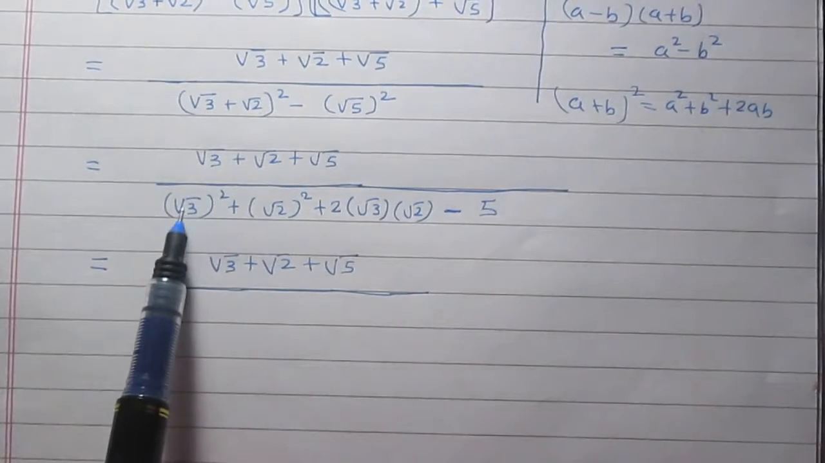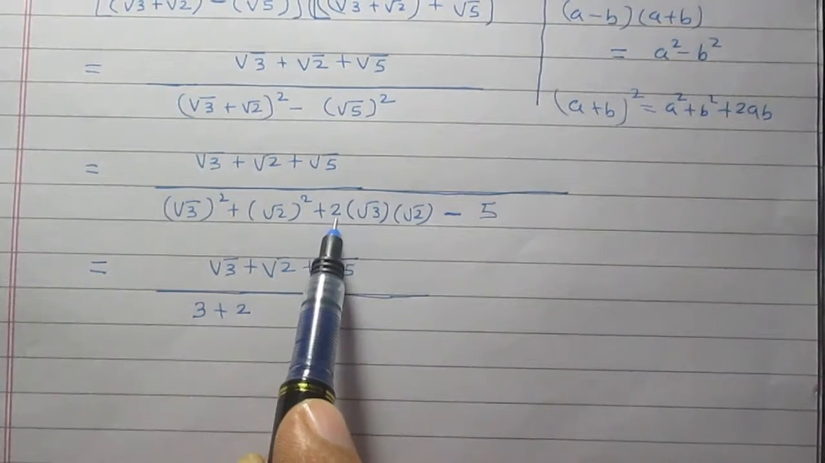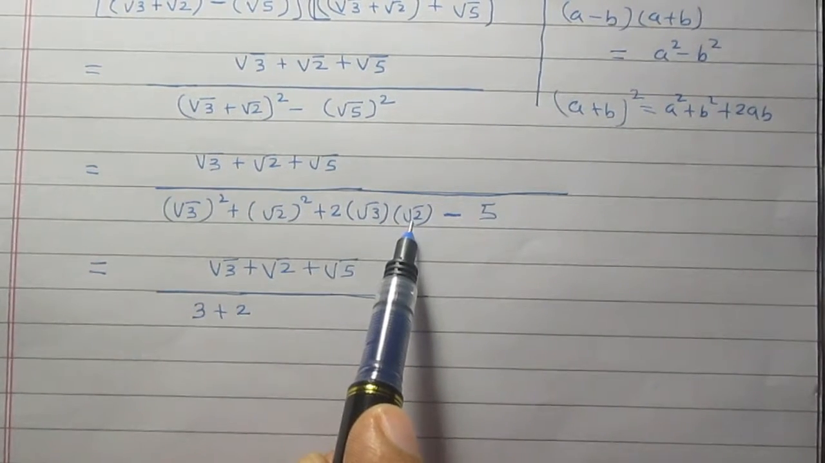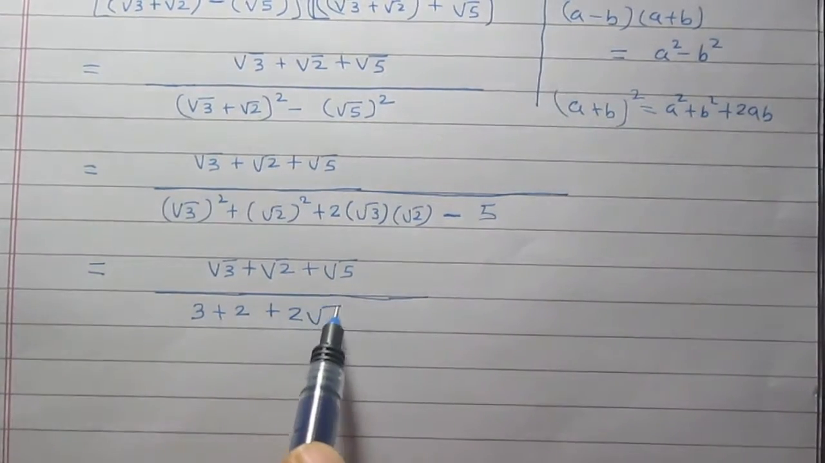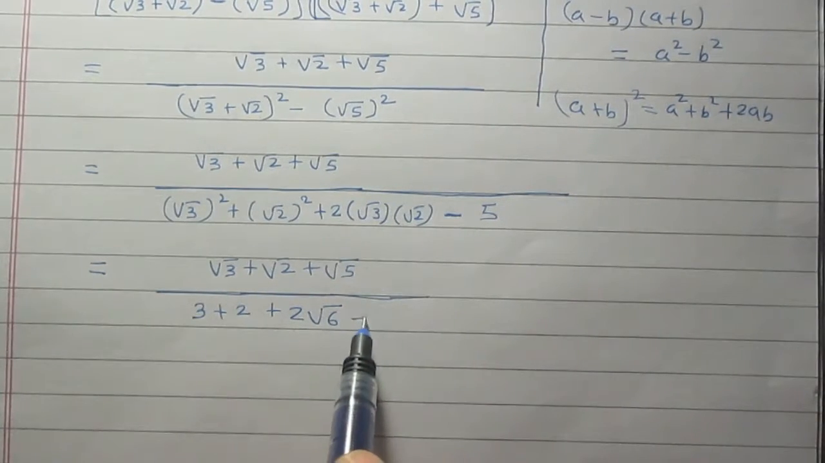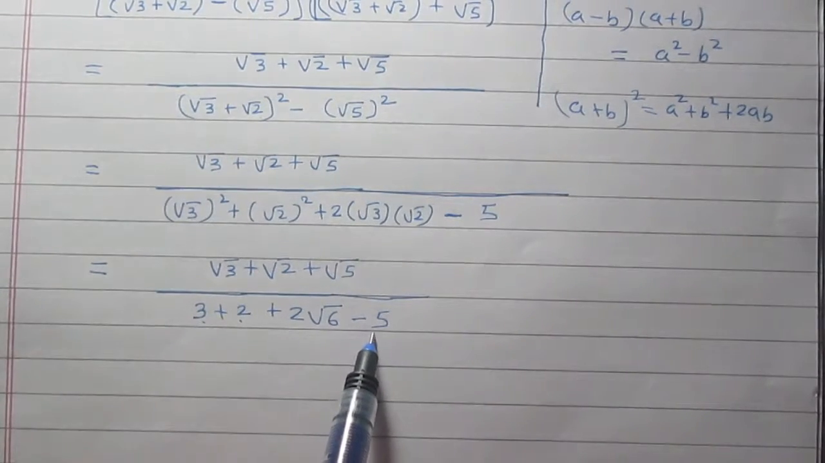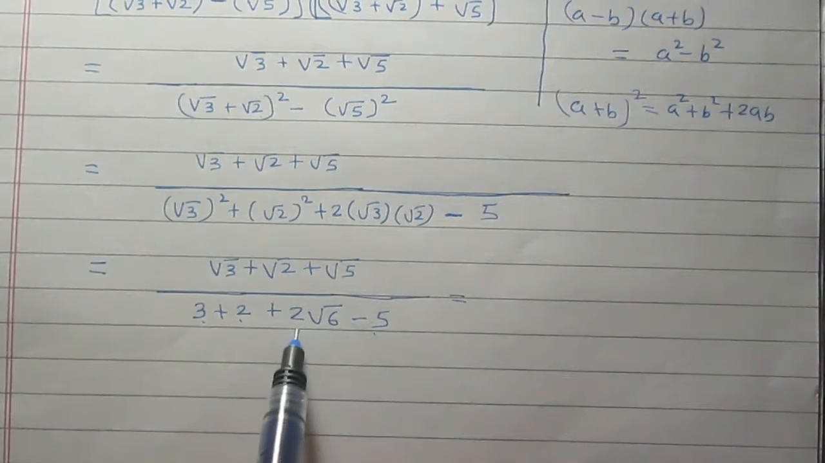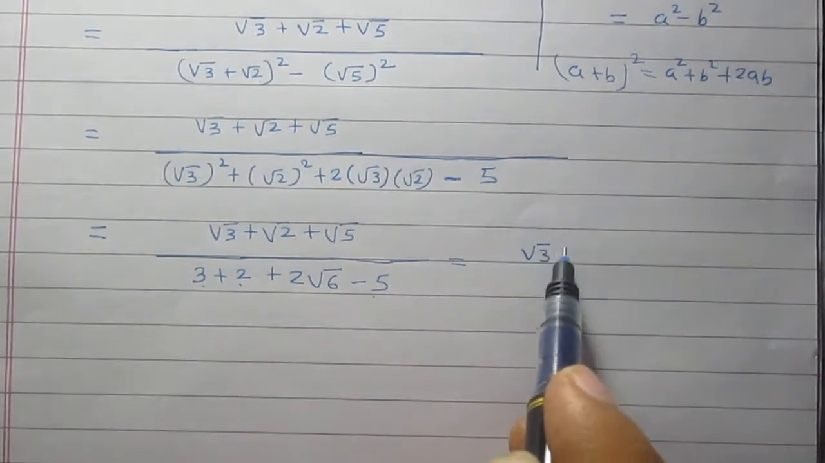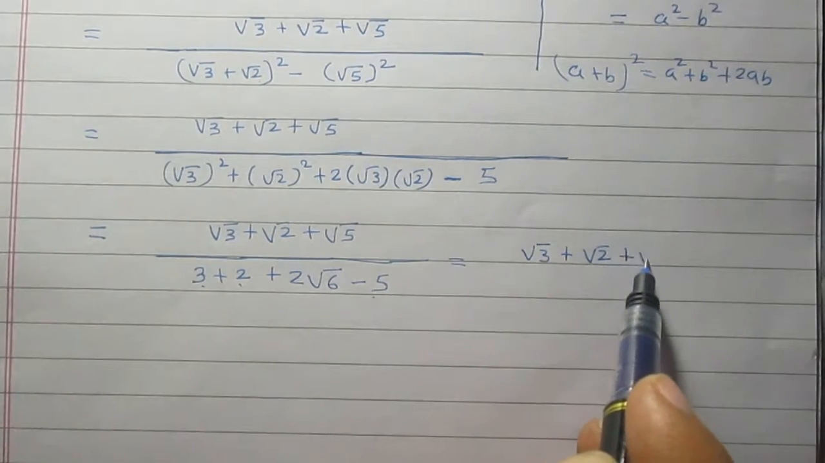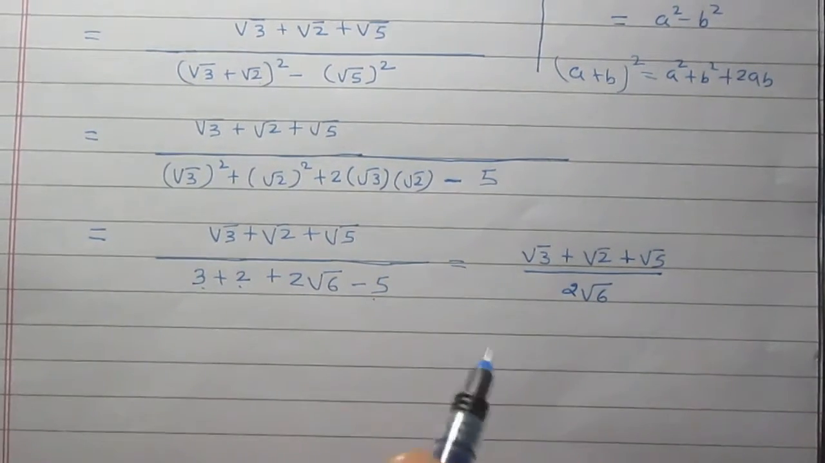In the denominator, it is square of square root 3, so 3, then twice of square root of 3 multiplied by square root of 2, so it is twice of square root 6, then minus 5. 3 plus 2 is 5 and then minus 5, the result is 0, so the remaining term is only 2 times square root of 6. So we can write this fraction as (square root of 3 plus square root of 2 plus square root of 5) divided by twice of square root 6.